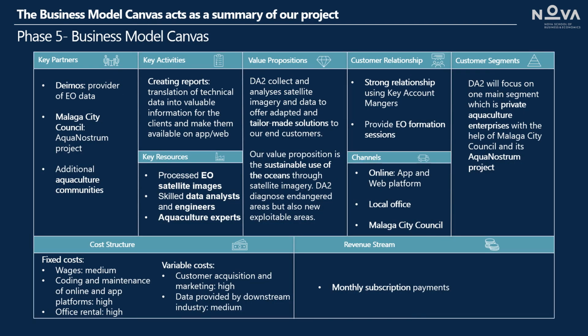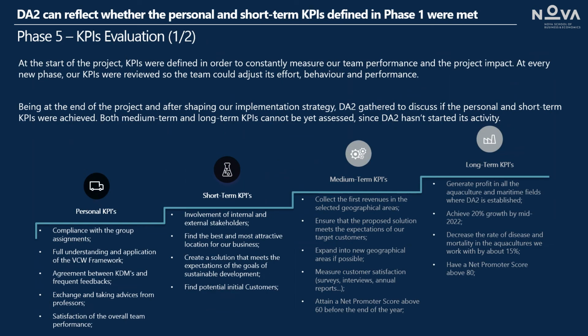Here you can see our business model canvas that sums every aspect we have presented here today. As one can see, we will have as key partners Demus and Andalusia local government. We will target private aquaculture enterprises, and our revenues will come from monthly subscription payments. At this stage, with the implementation strategy shaped, our team can access the short and personal KPIs we defined in the beginning of the project.